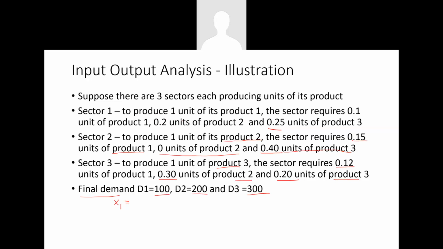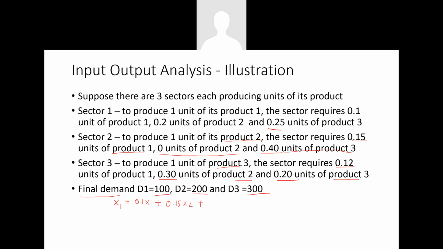So based on that information, we can say how much of x1 is to be produced. It can be written as 0.1 unit of x1 goes as input in its own product. So it can be written as 0.1 x1 plus, again in the case of the second product you require 0.15 unit of product 1. So that can be written as 0.15 x2 plus.